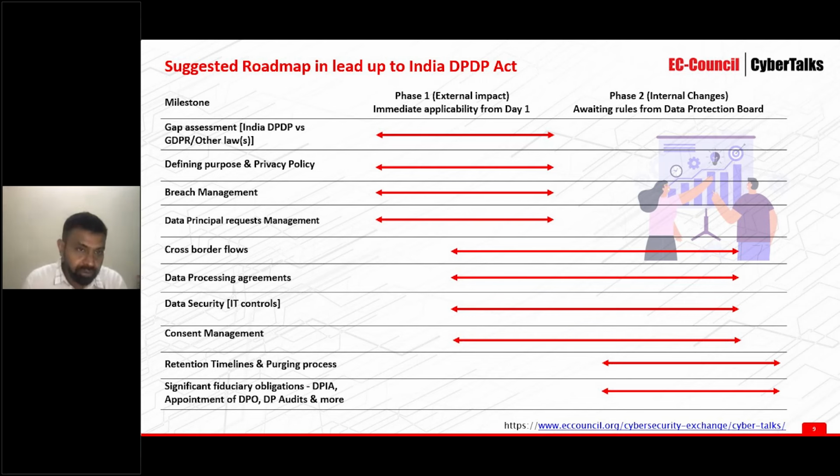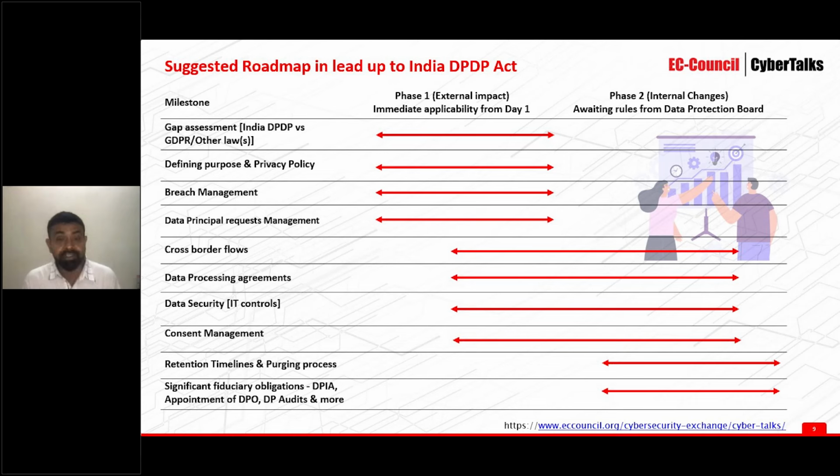As you can see, there are milestones on the left. In the middle, you see phase one, which is the external impact, which is more immediate, and which I said will be applicable from day one. To take an example, if you have a data breach in your organization on day 10 after the law has come into effect, would there be any flexibility or leeway from the regulators or the Data Protection Board, saying that just because the Act came into effect 10 days back, we won't fine you? No, that's not going to happen. If you have a data breach after the law has come into effect, even if it's day 2, you're going to attract penalties.